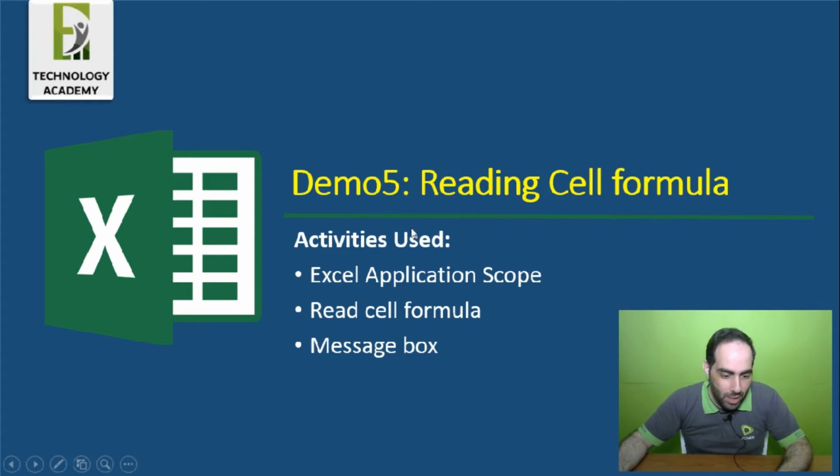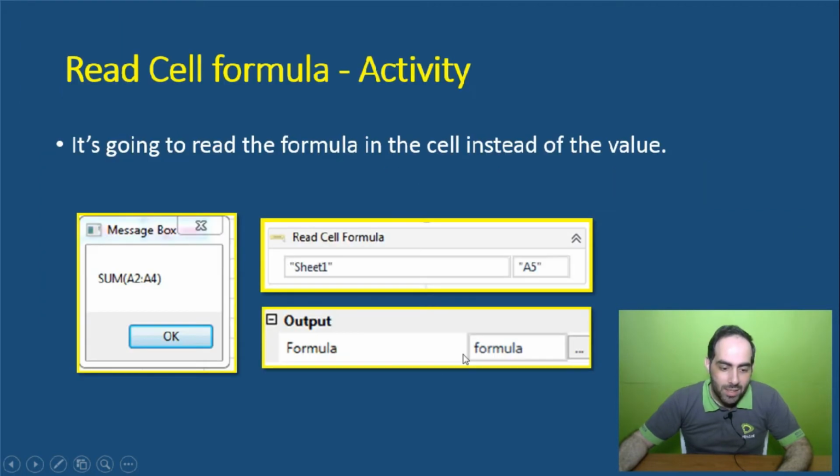In this demonstration, I need three activities. We need Excel application scope, we need read cell formula, and we need message box. Let us see what is the benefit of read cell formula. Read cell formula is going to read the formula in the cell instead of the value. So what is required? It's required to provide the sheet name and also the range.